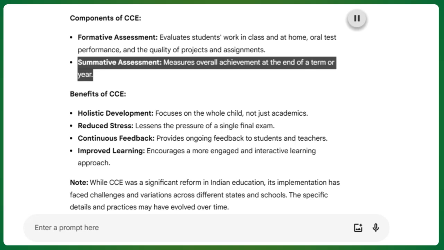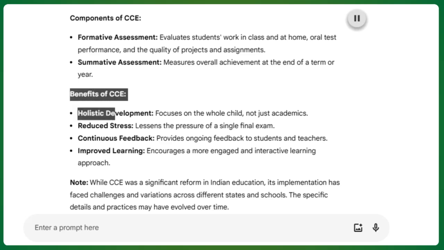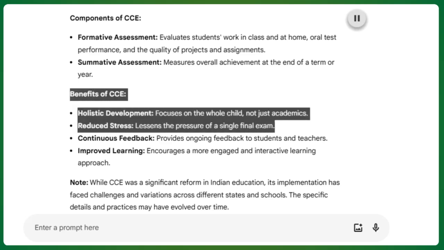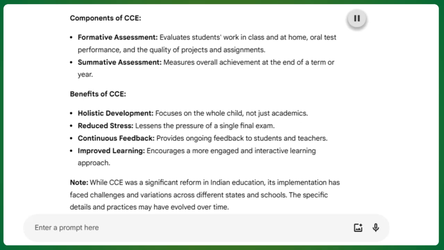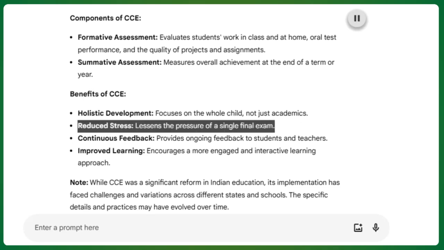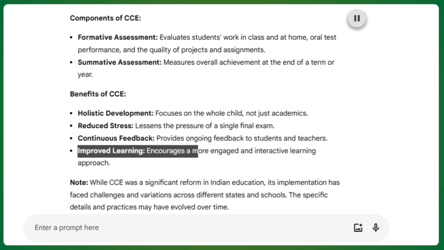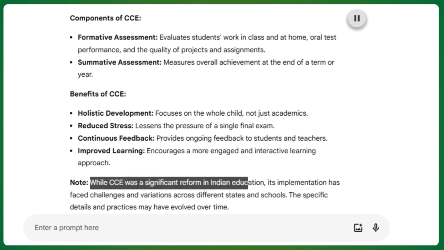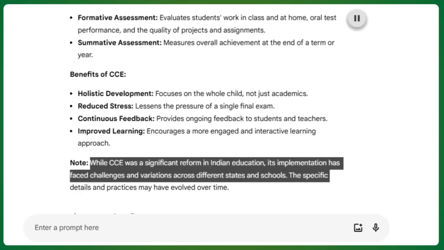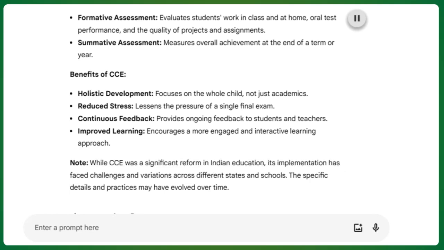Benefits of CCE. Holistic development focuses on the whole child, not just academics. Reduced stress lessens the pressure of a single final exam. Continuous feedback provides ongoing feedback to students and teachers. Improved learning encourages a more engaged and interactive learning approach. Note: while CCE was a significant reform in Indian education, its implementation has faced challenges and variations across different states and schools. The specific details and practices may have evolved over time.